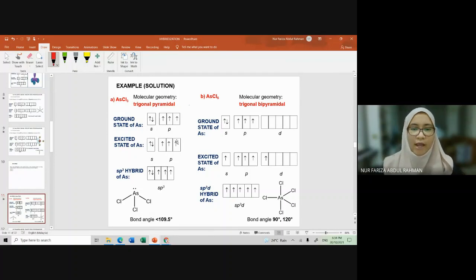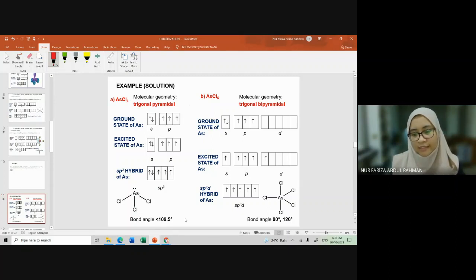That's the reason why, even though dia dah cukup the unpaired electron, but still dia undergoes hybridization. So maybe if without hybridization, the bond angle will not be the same. Okay, so that's why they still kena go hybridization. So macam ni lah. This is how you should prepare the hybrid orbital for the central.